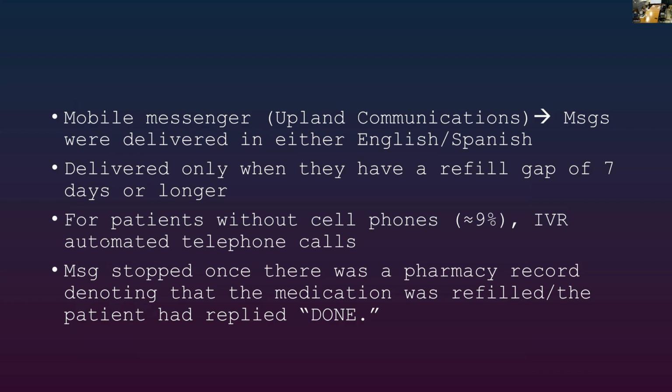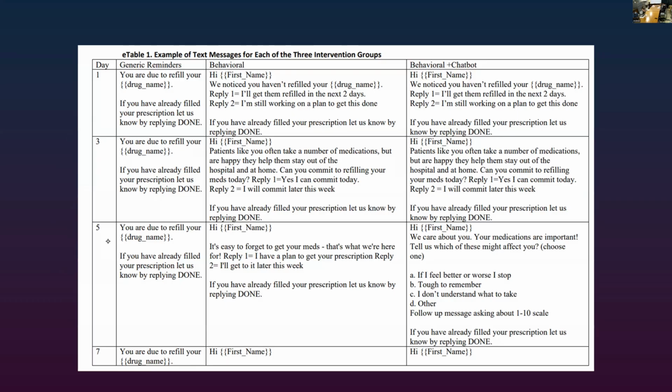So this is an example of a text message that they sent. Generic reminders: on day 1, if you didn't fill the prescription for 7 days, you get the day 1 reminder, you are due for this drug name. And if you have already filled, you write done. The behavioral one is based on the concept that people make decisions either intuitively or rationally. Intuitively is based on emotions and your past experience. So it says, we have noticed that you have not filled your prescription. You can either say you will refill in 2 days or you're still working on a plan. So it's nudging you to get the prescription.